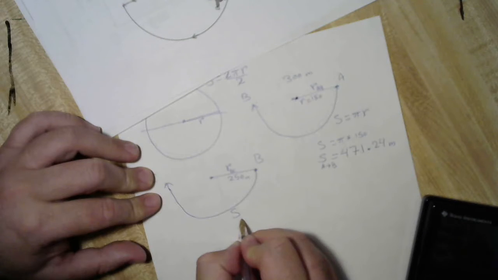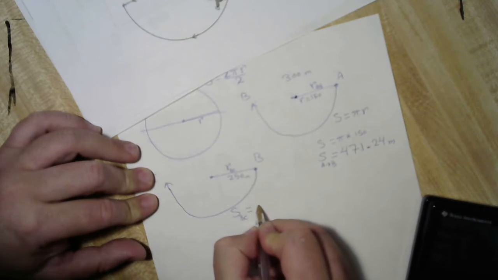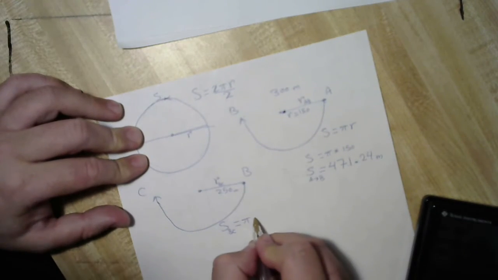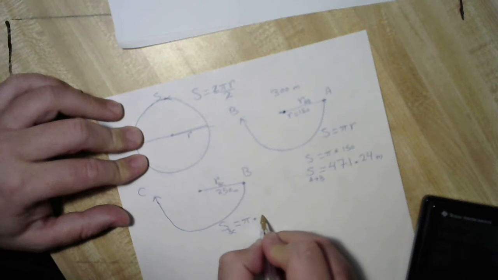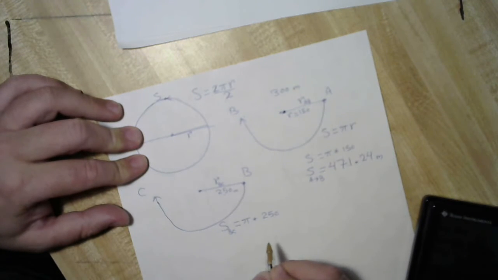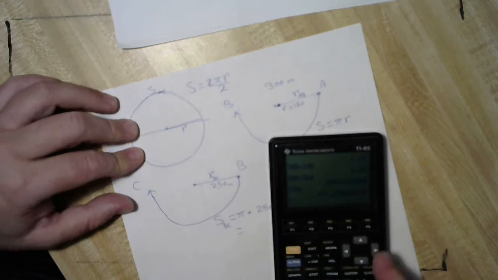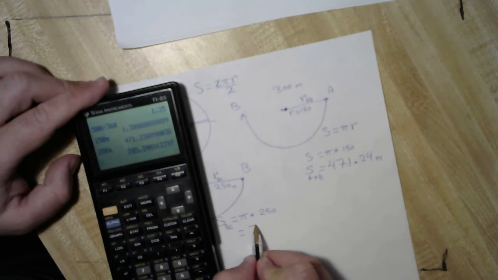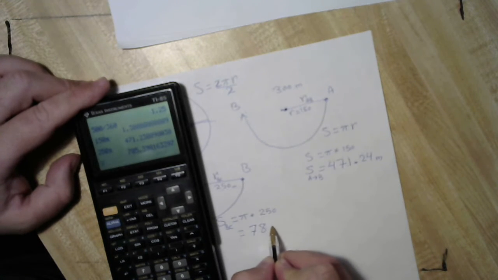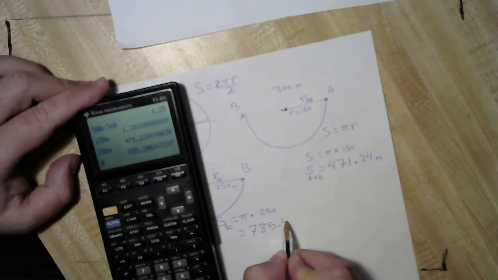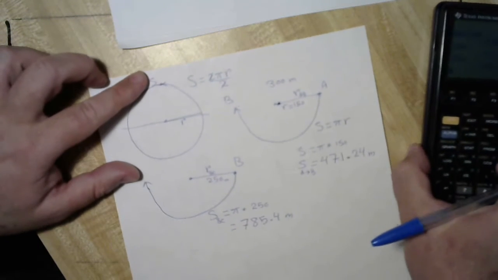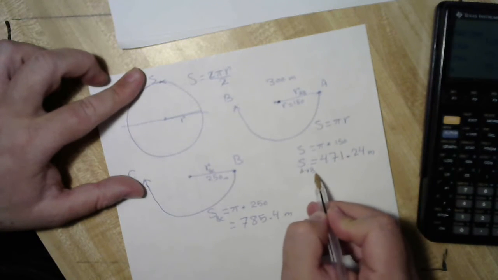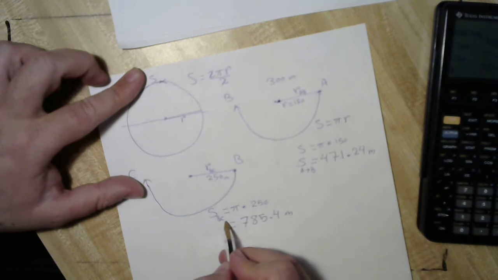So S from B to C is equal to pi, not 2 pi, because we divided by 2, multiplied by the radius, which is 250. In this case, S is equal to 785.4 meters. Now I have two distances, the distance from A to B and the distance from B to C.